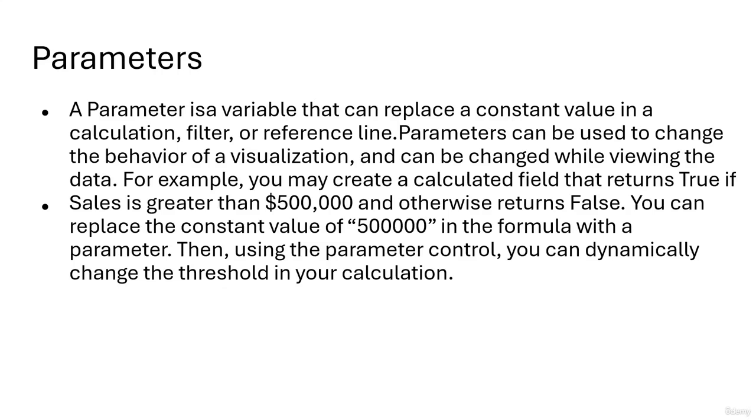A parameter is a variable that can replace the constant value in a calculation, filter, or reference line. Parameters can be used to change the behavior of a visualization and can be changed while viewing the data. For example, you may create a calculated field that returns true if sales is greater than 500,000 and otherwise returns false. You can replace the constant value of 500,000 in the formula with the parameter. Then, using the control, you can dynamically change the threshold in your calculation.